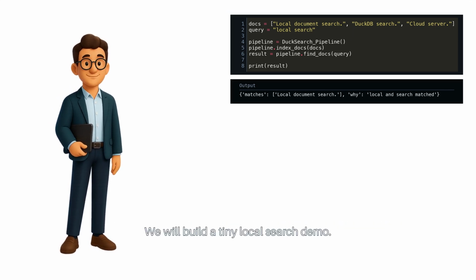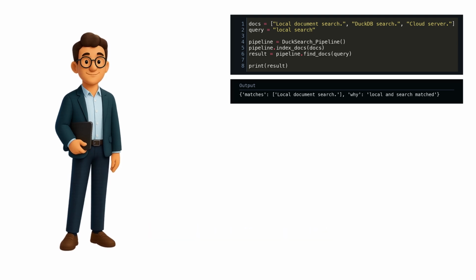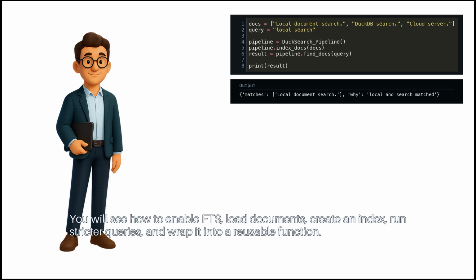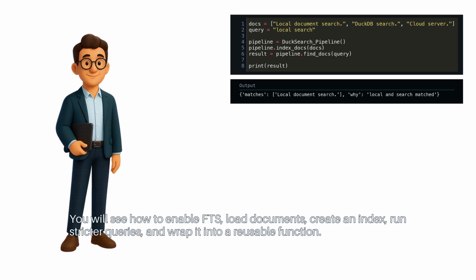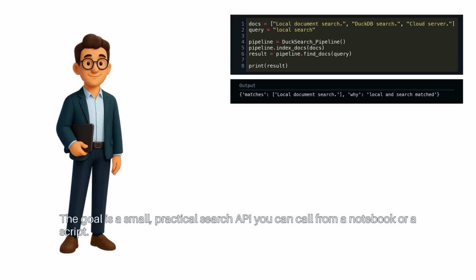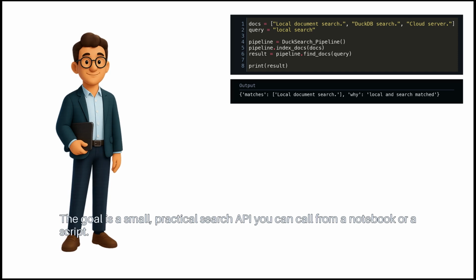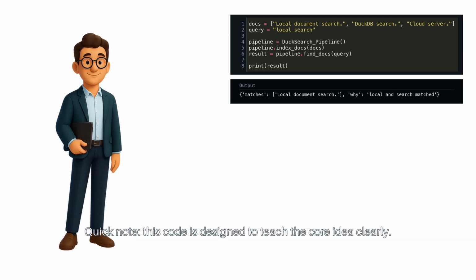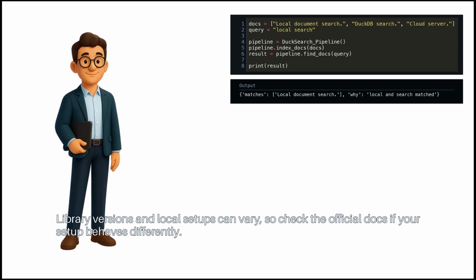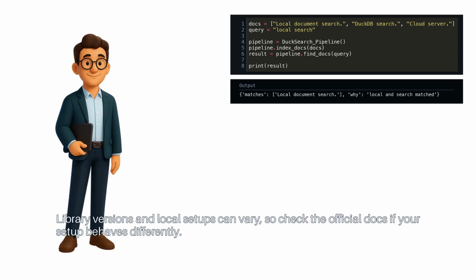We will build a tiny local search demo. You will see how to enable FTS, load documents, create an index, run stricter queries, and wrap it into a reusable function. The goal is a small, practical search API you can call from a notebook or a script. Quick note: this code is designed to teach the core idea clearly. Library versions and local setups can vary, so check the official docs if your setup behaves differently.